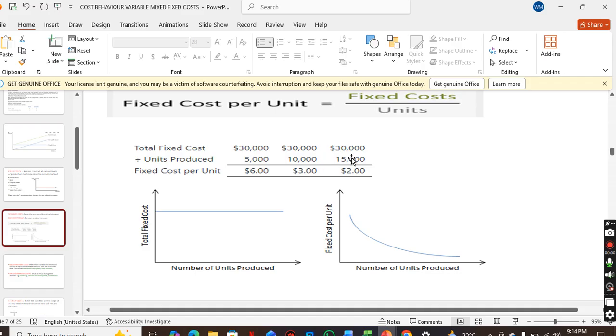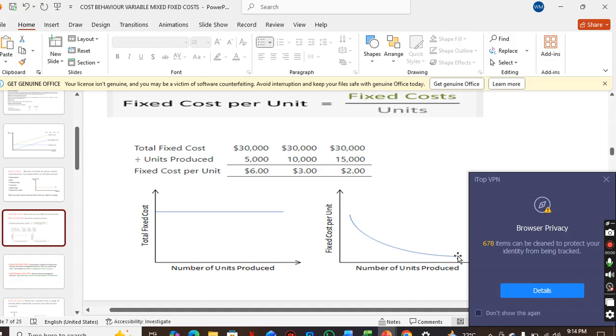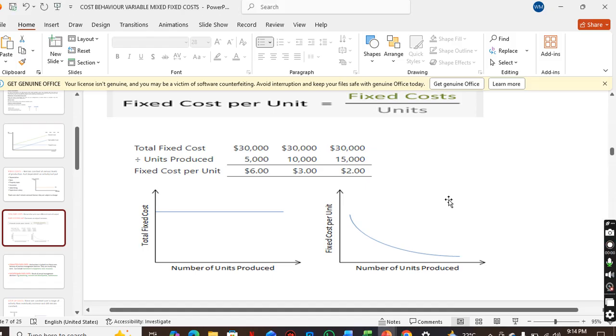If you produce 15,000 units, your total fixed cost will still stay the same, 30,000. But since you produced more units, the fixed cost gets absorbed into those units. So 30,000 divided by 15,000, you get $2 per unit. Okay, so we have a graph like this for fixed cost per unit. The more units that you produce, the lower your fixed cost per unit, because the number of units are absorbing that fixed cost. Okay, any questions?